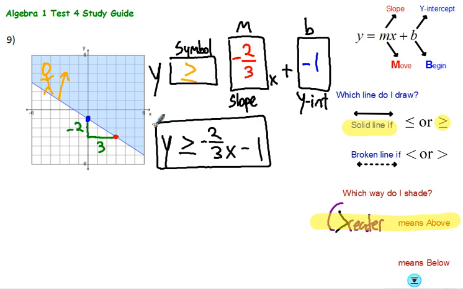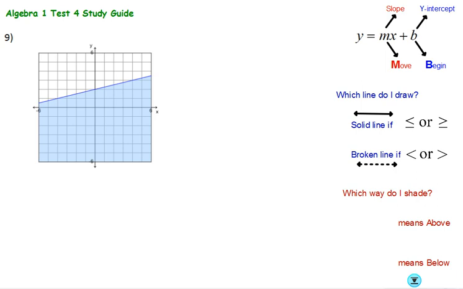And that would be our answer. All right, so go ahead and pause now. Try number 9. Okay, well, let's see what you got for number 9.